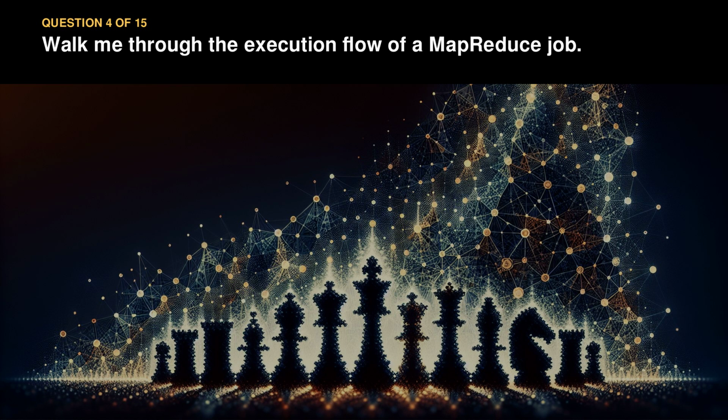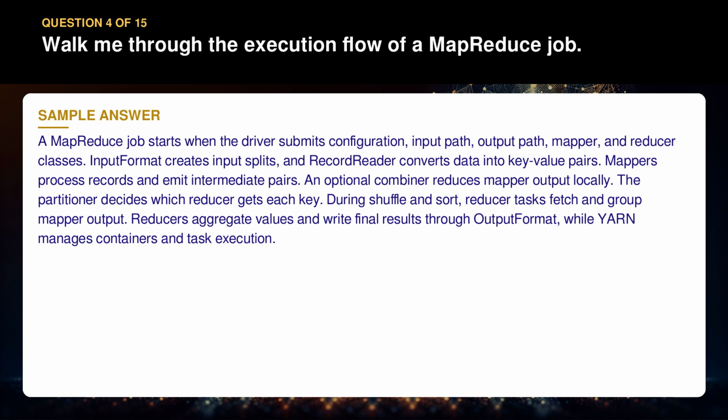Question 4. Walk me through the execution flow of a MapReduce job. A MapReduce job starts when the driver submits configuration, input path, output path, mapper, and reducer classes. Input format creates input splits, and record reader converts data into key value pairs. Mappers process records and emit intermediate pairs. An optional combiner reduces mapper output locally.